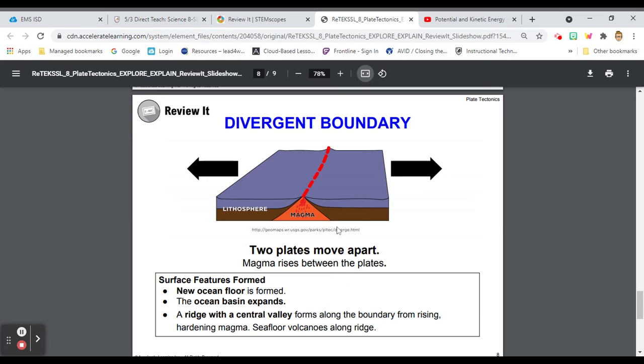So if this were the mid-ocean ridge in the middle of the Atlantic Ocean, what's actually happening is the Atlantic Ocean is getting bigger and bigger. And it forms a ridge here with a central valley. And seafloor volcanoes can also form along this ridge. And that's what we call a mid-ocean ridge.